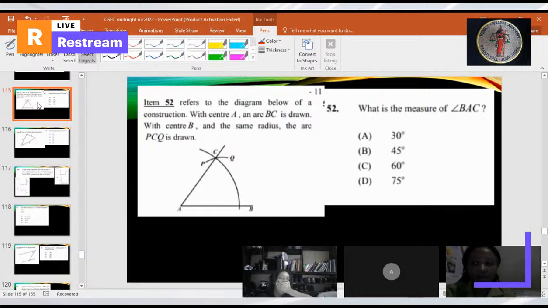All right, ASAR number 52. Item 52 refers to the diagram below of a construction with center A and arc BC is drawn with center B and the same radius the arc PCQ is drawn. What is the measure of angle BAC?